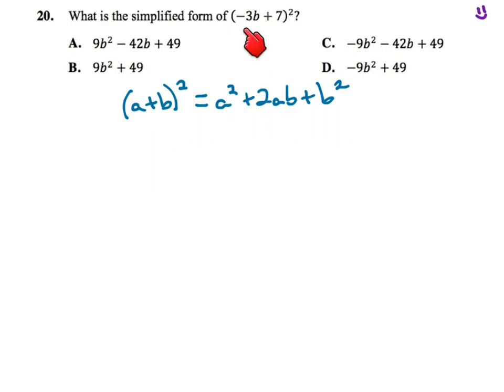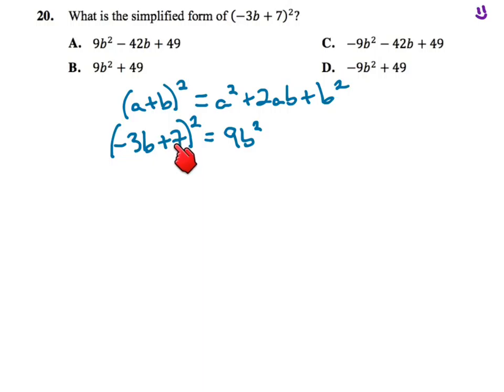Well, what is a squared? That's negative 3b squared. The negative is part of that because it is in the parentheses here. So because of that, negative 3 squared is 9, b squared is b squared. So if I square that, I get 9b squared. So that's my first term squared.